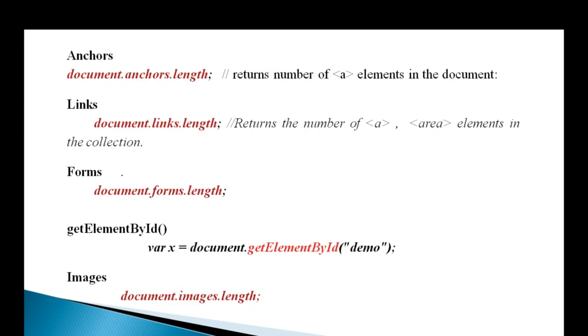Next one is anchors. It returns a collection of all anchor elements in the document that have a name attribute. The elements in the collection are stored as they appear in source code. For this, we use document.anchors.length. It returns the number of A elements in the document.